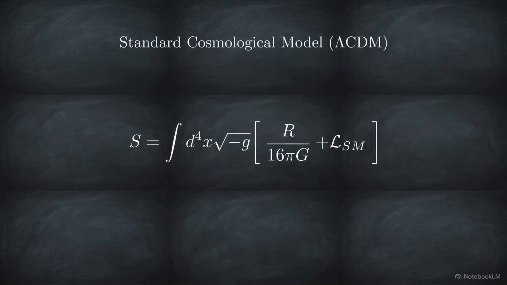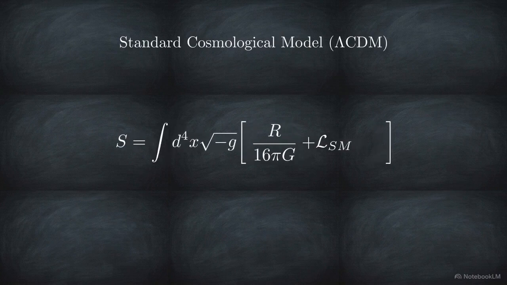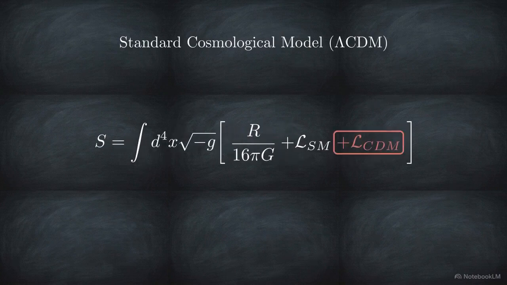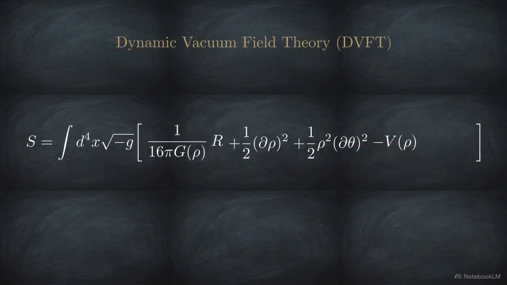But cold dark matter is inserted into standard equations phenomenologically. Physicists manually add an independent mathematical term to fit the observed data, rather than deriving its existence from fundamental initial conditions. Dynamic vacuum field theory, or DVFT, takes a different approach.